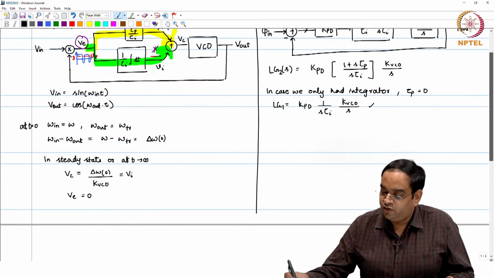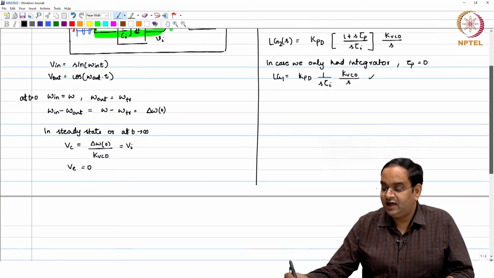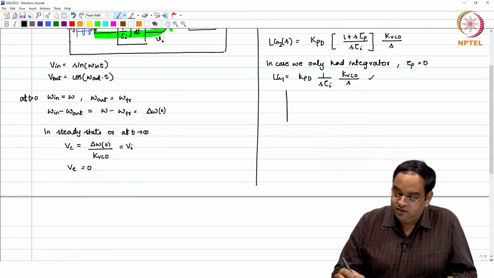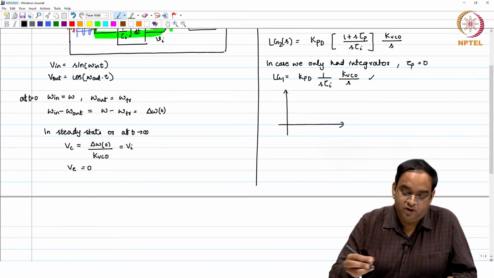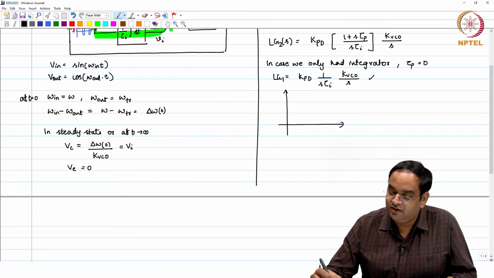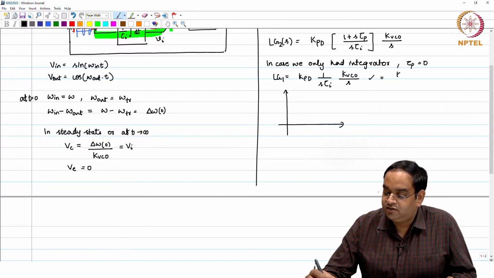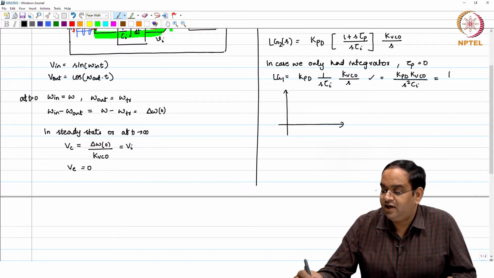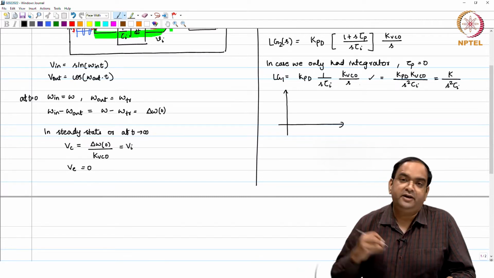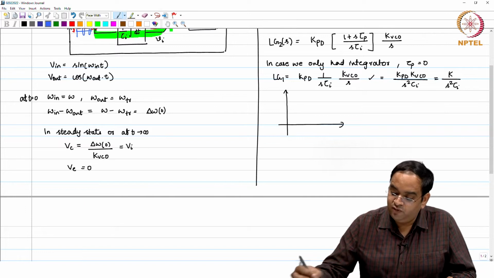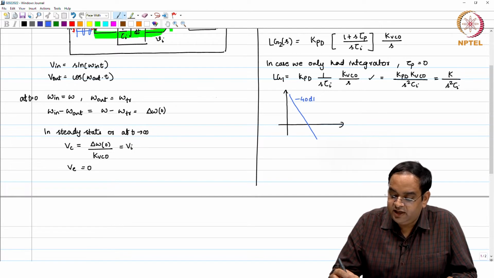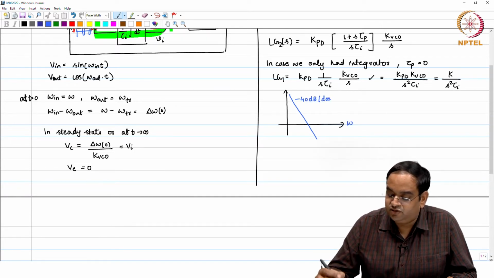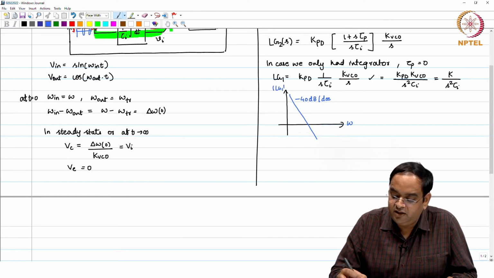For loop gain 1, you will find that this particular loop is unstable. Why is it unstable? You can plot the magnitude of the loop gain. You have KPD k VCO by s square tau I, which I will write as k by s square tau I. Okay. So, your loop gain 1 is like having a fall of minus 40 dB per decade. This is omega, this is magnitude of loop gain in dB.